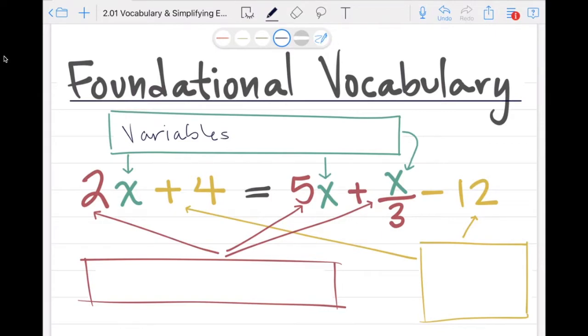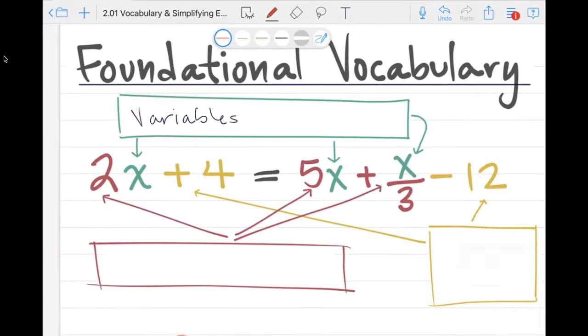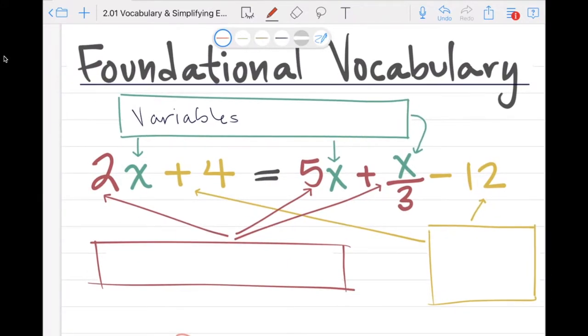They don't have to be x. It can be any letter. Sometimes you'll even see symbols like Greek letters and things like that. Now let's look at the 2 and the 5, and then do you see that divided by 3 thing? I need to show you something that you need to revise on this. I'm going to do the vocabulary term first, and then we'll talk about how we can deal with that divided by 3. These numbers are called coefficients.